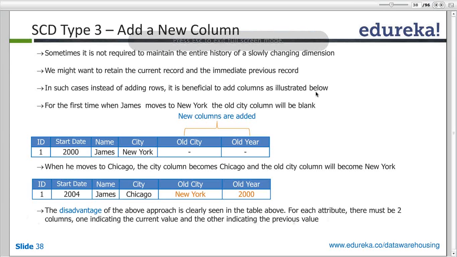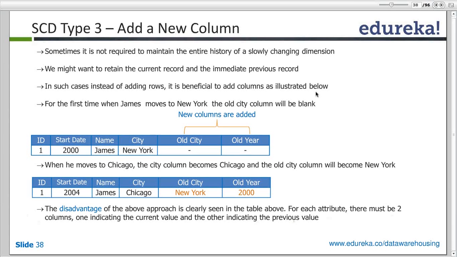What if the person's name changes? So you have to add old name and the date when the name changes, old name, year. So for every column you will have three extra columns in your table. So for any attribute you will have three extra columns. So it's all about space. And another disadvantage is that you can only store two values at a time.